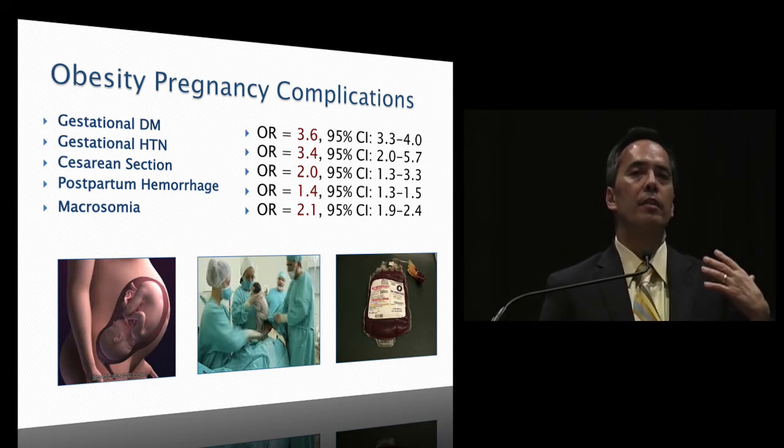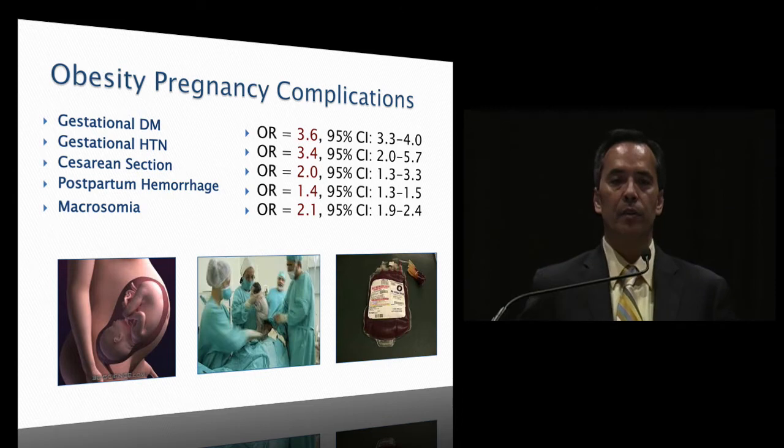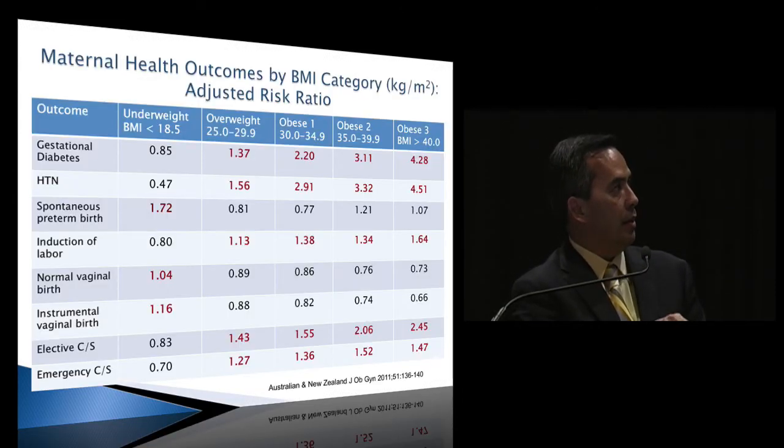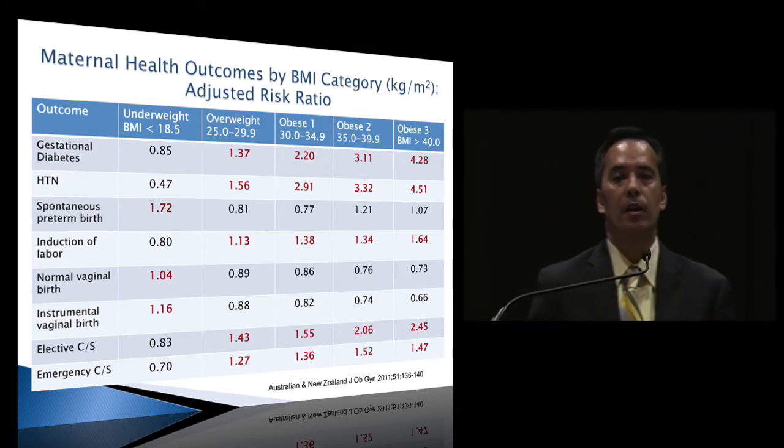And not only do you talk about the odds, but if you look at this, it actually separates based on their classification. So here's overweight, here's obese 1, obese 2, and this is a BMI greater than 40. If you look at diabetes, the more overweight you are, the higher in classification you get, look at these risks. The adjusted risk ratio is 4 times more, so 4 times more for gestational diabetes.